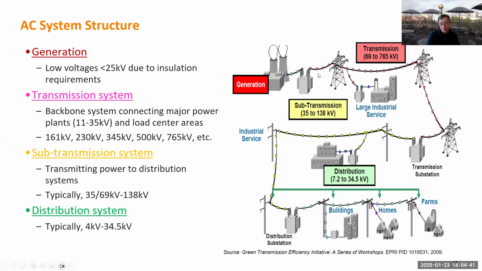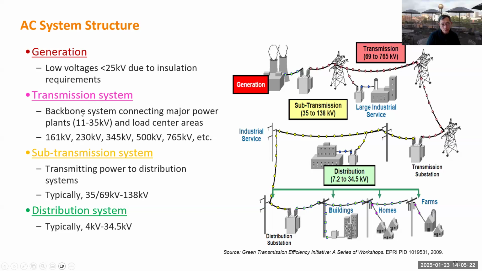Once the electricity is generated, it will be delivered through high voltage, long transmission lines and towers. We need a step up transformer to increase the voltage to the transmission level. You may go through a number of transformers until reaching very high voltage. The transmission system is the backbone of the entire power grid, with voltages from 161 kV up to 765 kV. There could be 1,000 kV in China or 800 kV in other countries.